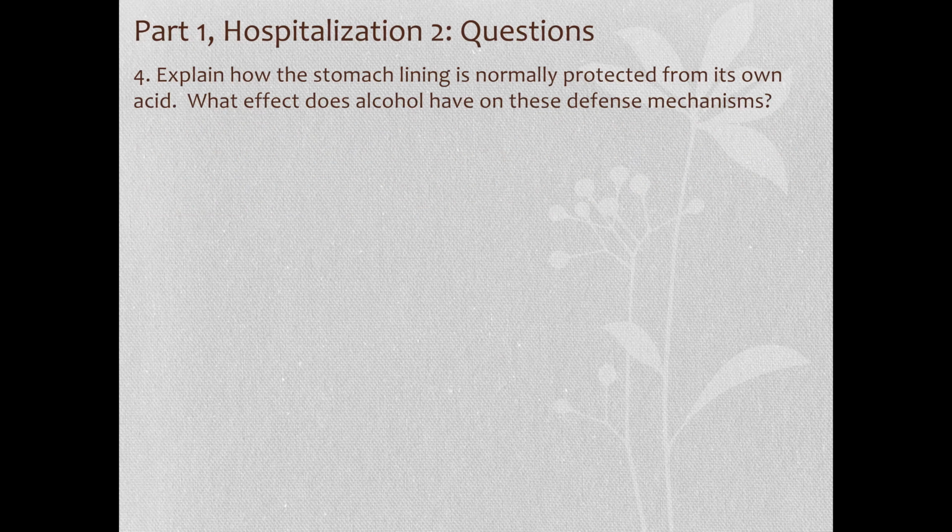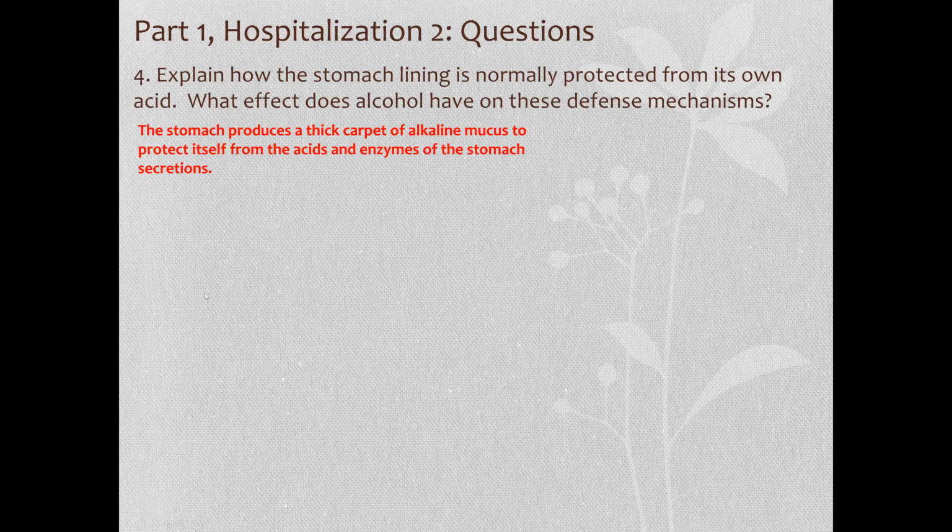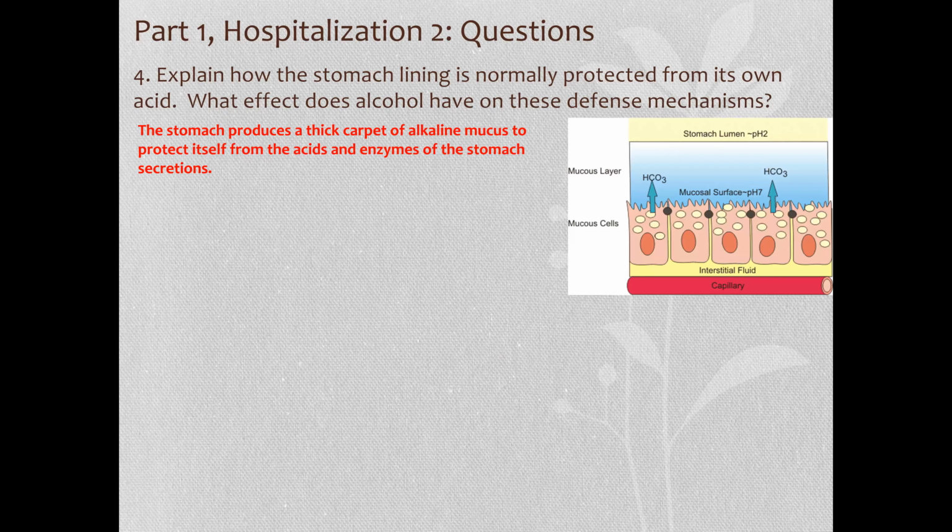So number 4, explain how the stomach lining is normally protected from its own acid. What effect does alcohol have on these defense mechanisms? So the stomach produces a thick carpet of alkaline mucus to protect itself from the acids and enzymes of the stomach secretions. So here is an image to give you an idea of what this looks like.